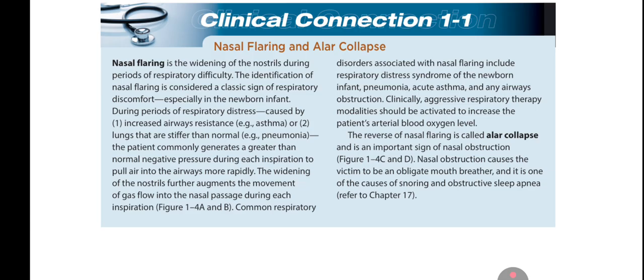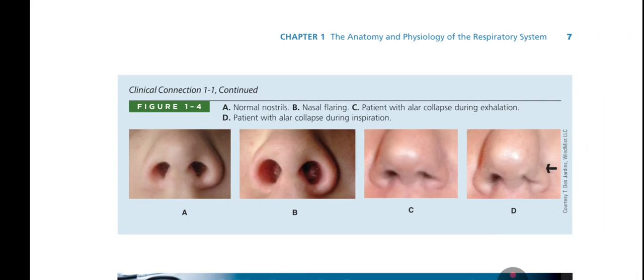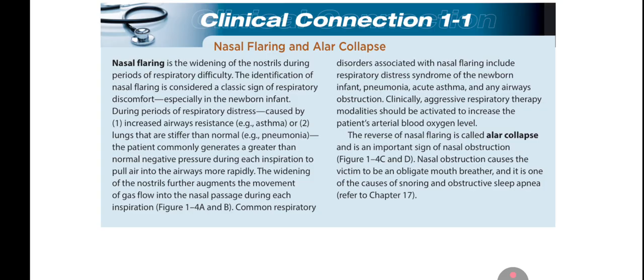And here we have alar collapse, which is the absolute opposite of nasal flaring, because alar collapse is basically the way our nostrils collapse, just like in figure D. So it is an important sign of nasal obstruction.